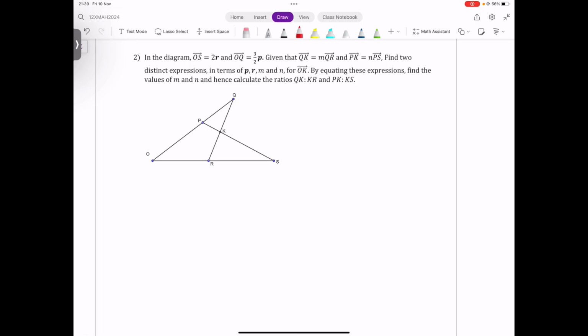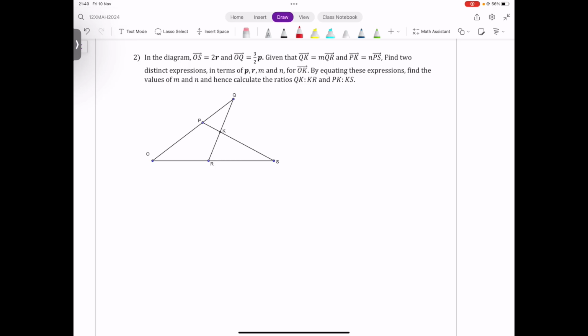Example number 2: in the diagram, OS is equal to 2R and OQ is equal to 3 on 2P. Given that QK is MQR and PK is NPS, find two distinct expressions in terms of P, R, and M for OK. By equating these expressions, find the values of M and N, and hence calculate the ratios of QK to QR and PK to KS.